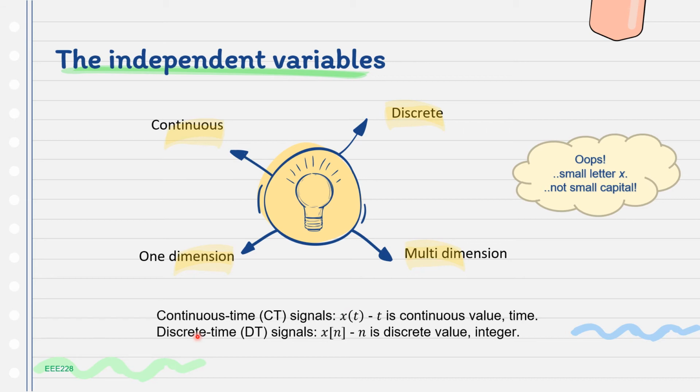Yeah. For discrete time signals, we use small x, but we have this square bracket. We usually use n, and n represents a discrete value integer. So we usually use this notation. So let's say we have a continuous time signal y, so we have small y, and then in bracket t. And let's say we have a discrete time signal y, so we have small y in square bracket n.